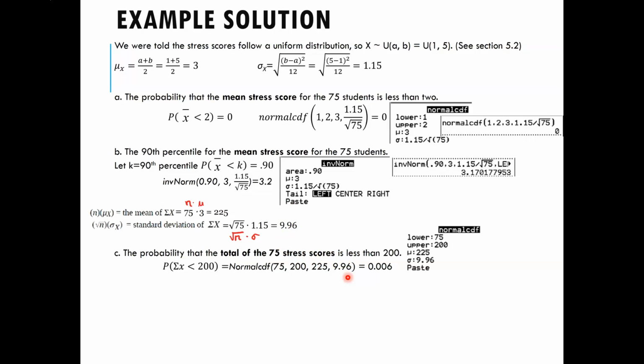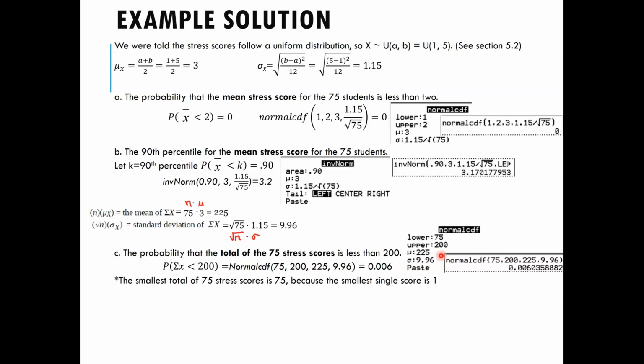All right, so putting that into our calculator, lower, upper, mean, standard deviation, you can see where we get that 0.006. And again, just a reminder there that the smallest total of 75 stress scores is 75 because the smallest single score is a 1. That's where we got that 75.